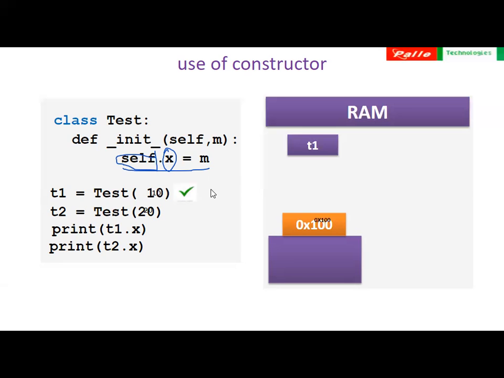Now after this, it will go to the left hand side and store the address, so this will be pointing to this address. Once this object is created, it will call the init method. Once it calls the init method, in this init method, do we have any variable?